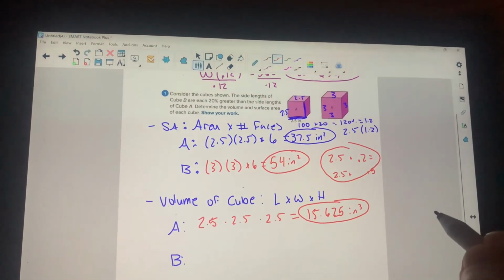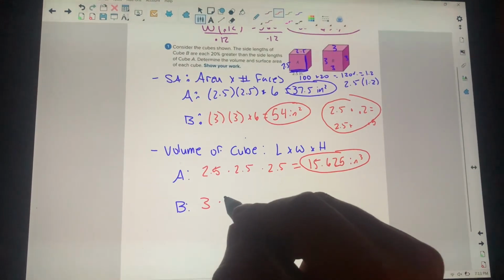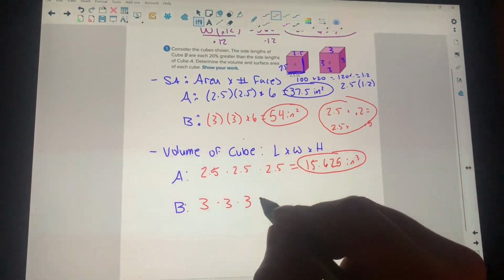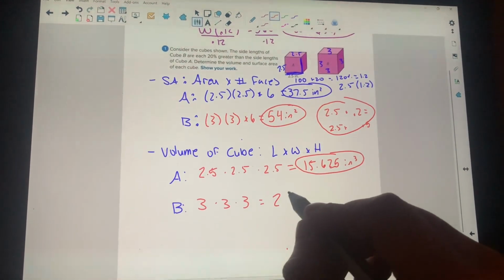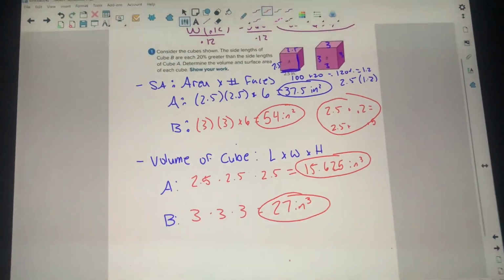To do our next one, we go 3 times 3 times 3. Again, put that in the calculator. You're going to get 27 inches cubed. All right, I hope that this helped you out a little bit.